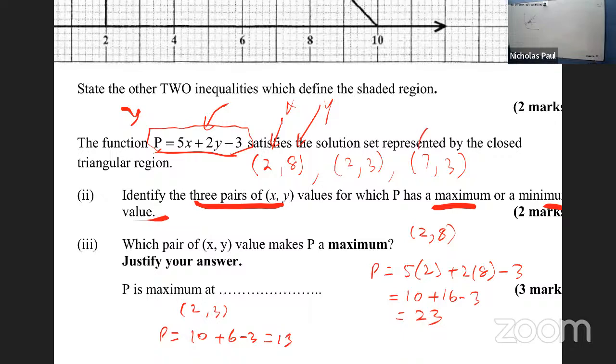And the last one, 7, 3. 7, 3 will be 5 by 7 plus 2 by 3 minus 3. So that is 35 plus 3, which is 38. So the maximum is 38 at 7, 3. Okay? That's the maximum.